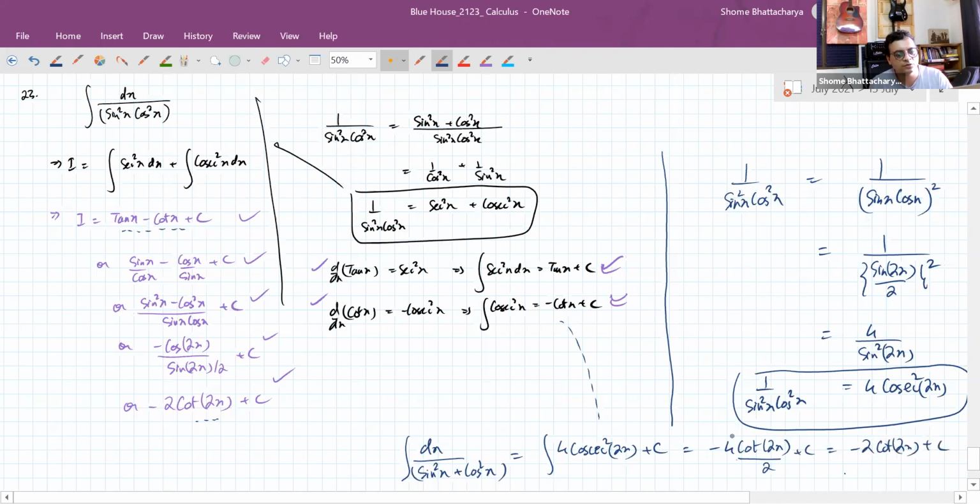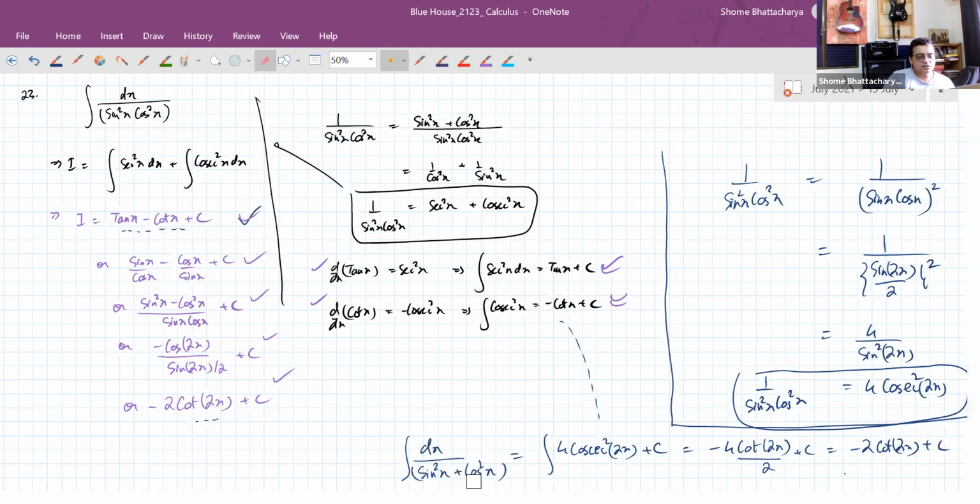Okay, but now from this answer to get to this one is going to be a very long process. So if the answer is given in this tan x minus cot x form, it was just a lucky break for me that I used the sec square x plus cosec square x method. If I'd used this one, then it would have taken me a lot of time. Sorry, this one is not plus here, it's multiplication.